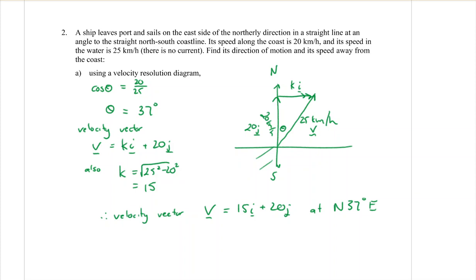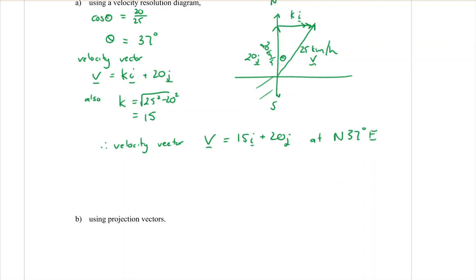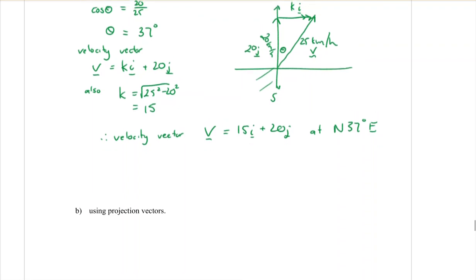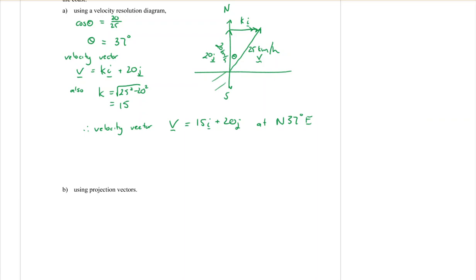Okay, let's do that same question again. It says using projections. So to do that, I want to try and keep my diagram there on the top of the page for a little bit longer. Maybe I'll shrink it down, a bit more room. I have the speed along the coastline as one of my vectors, and I already know that that is 20 kilometers per hour.